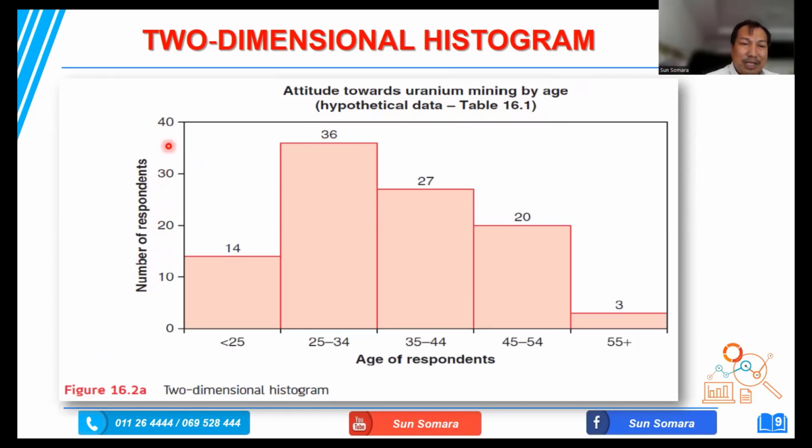Number of respondents. So how many? 14, 36, 20, 27, and 22. This row is about their age, right? This vertical line is about the number of respondents. Okay, the two-dimensional histogram: this one and this one, right here.